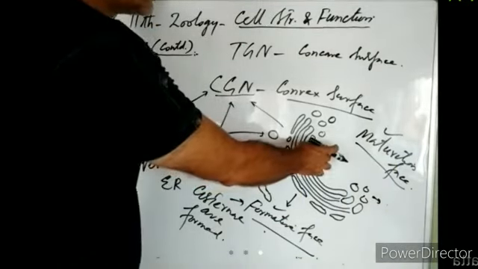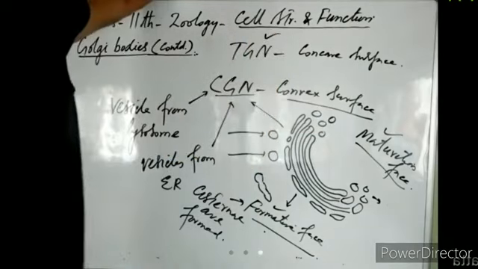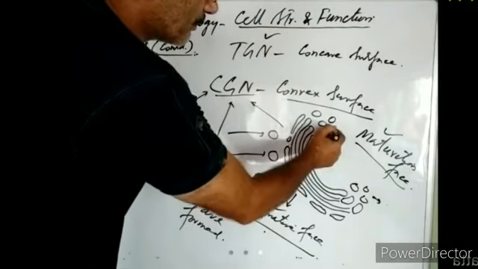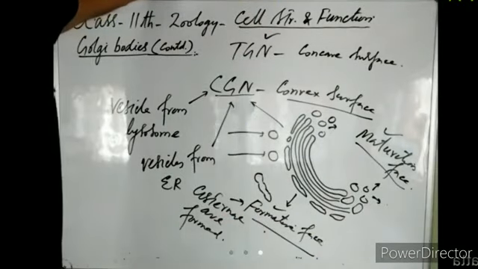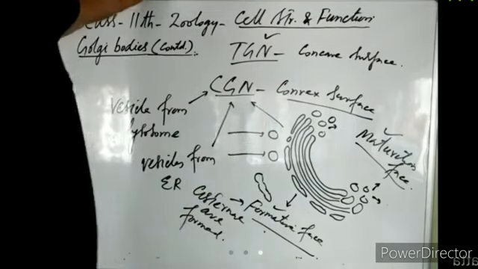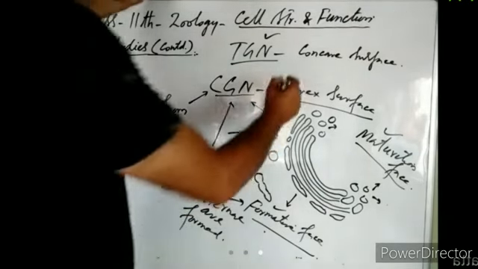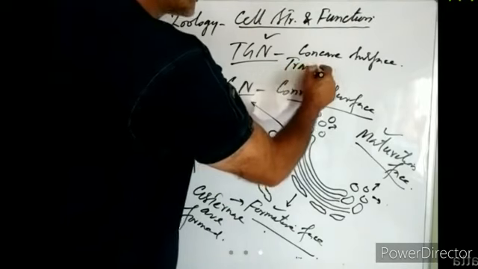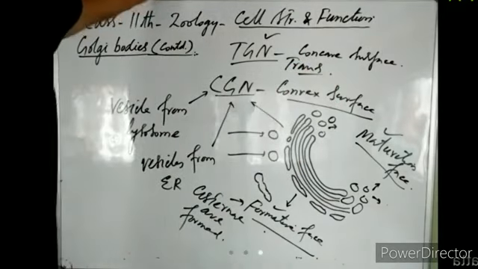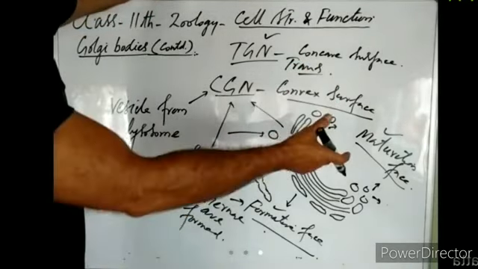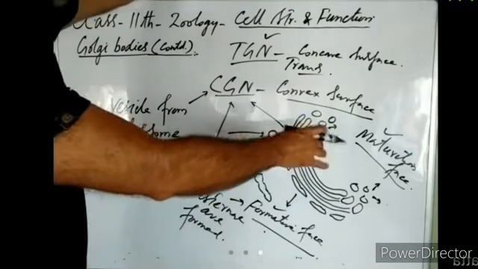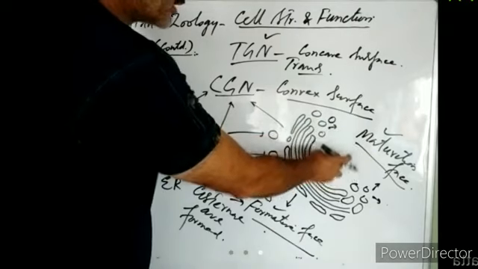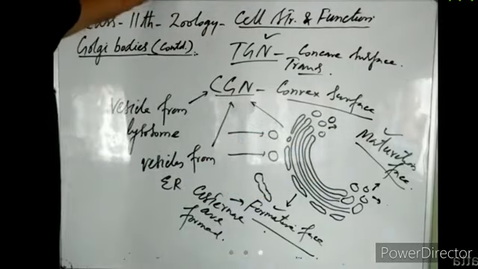So from this side, there is transit of materials. Materials are being transported. They are being ferried either out of the cell or into the cytoplasm of the cell. For that purpose, we call it TGN, Trans-Golgi Network. Why do we call it the Trans-Golgi Network? Because there is transit of materials. Materials are being secreted either out of the cell or into the cytoplasm of the cell. So for that reason, this is known as TGN, Trans-Golgi Network.